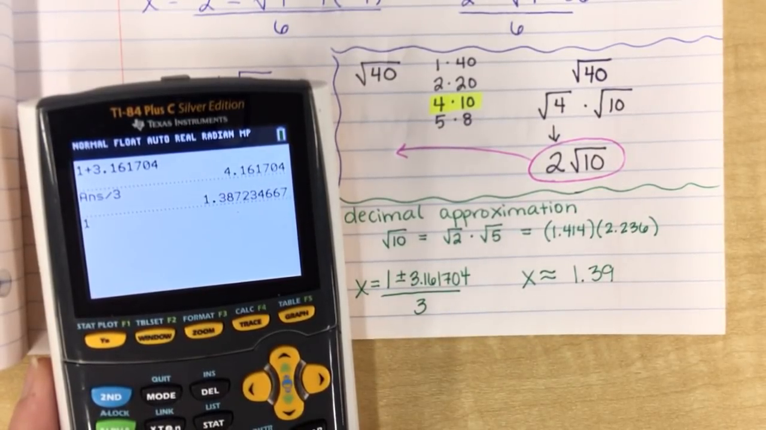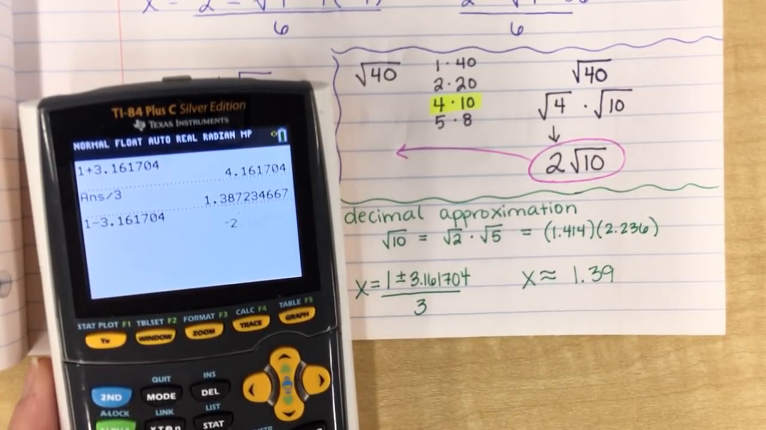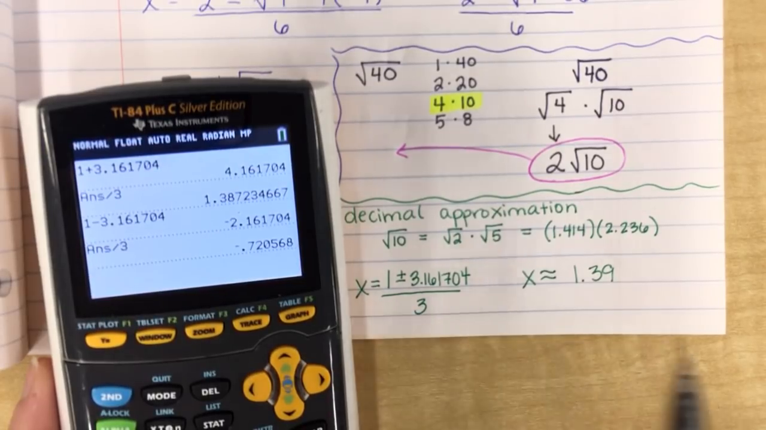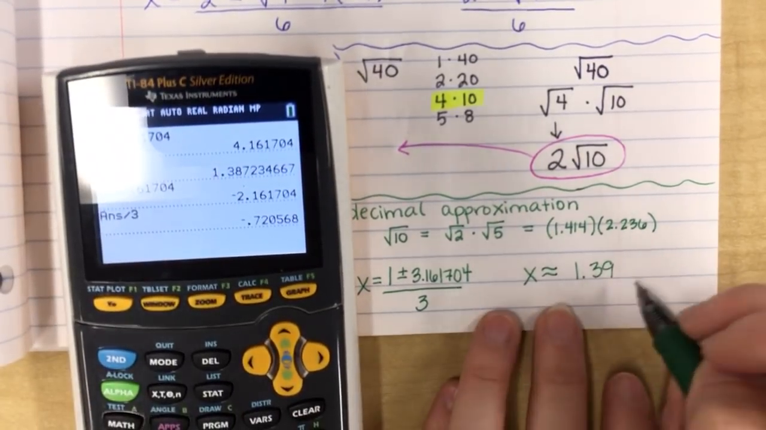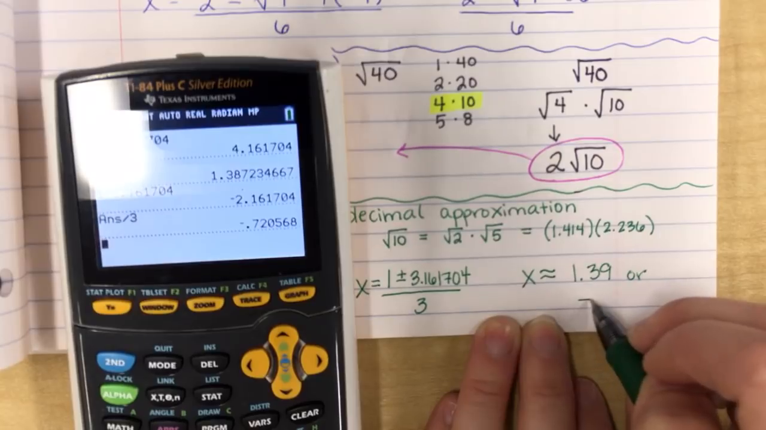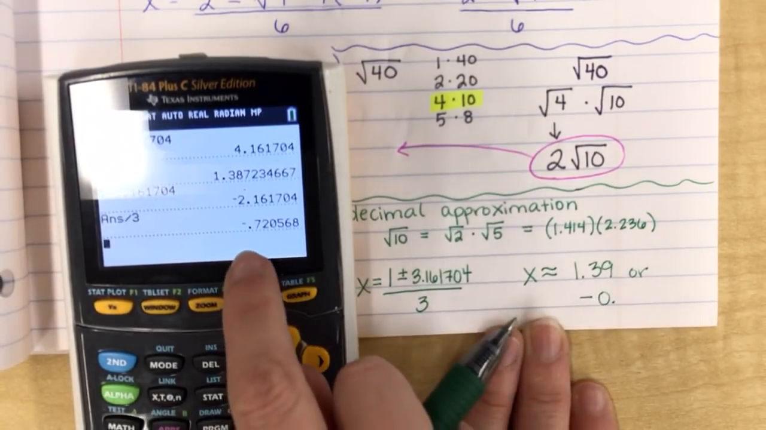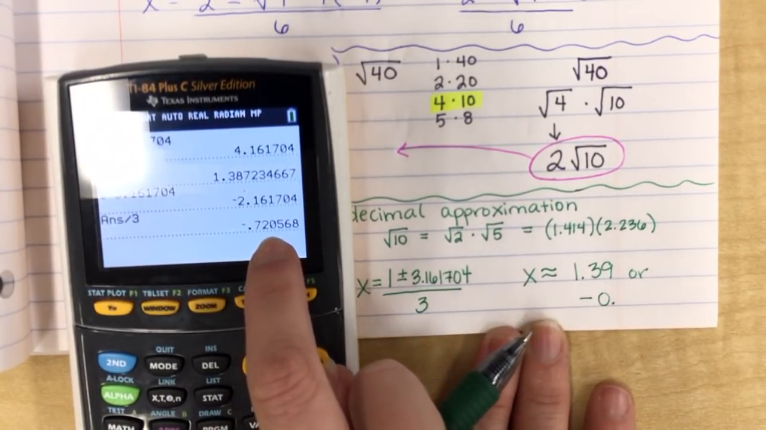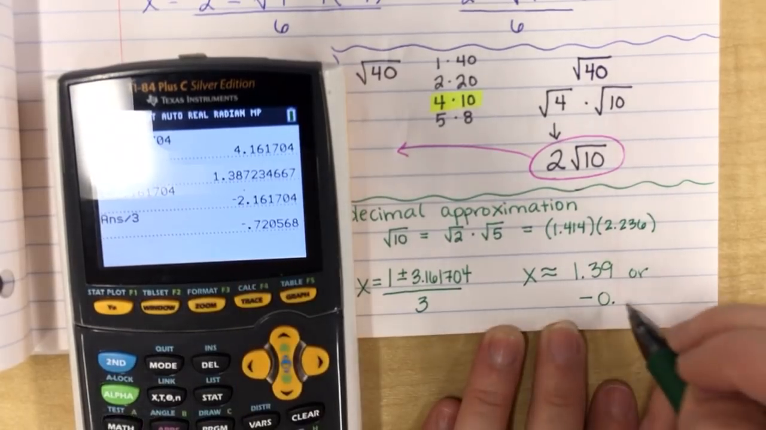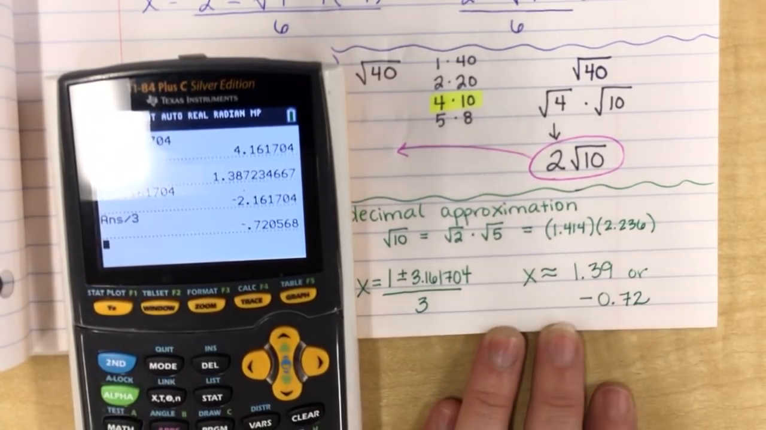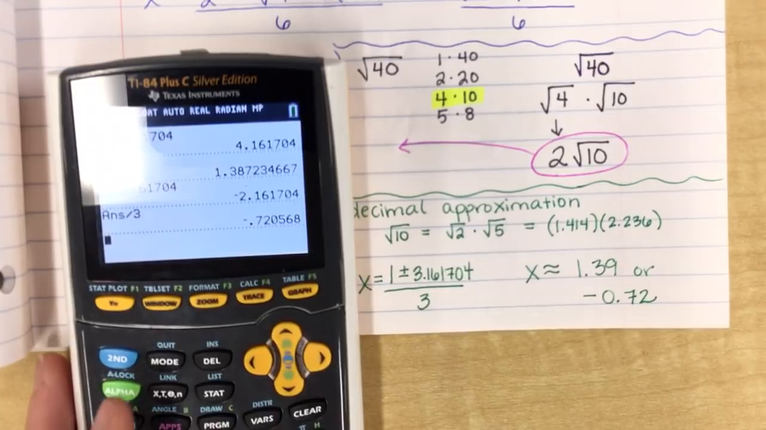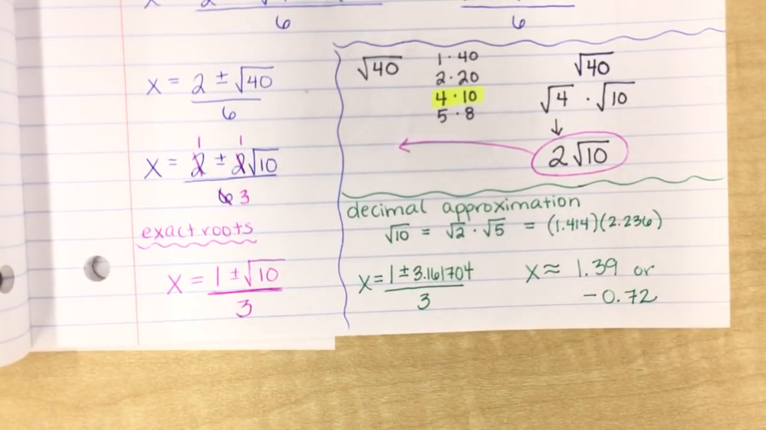My second value is 1 minus, or 1 take away, 3.161704. Enter, divide by 3, and we get our second root, which is negative 0.720. 0 tells the 2 to stay the same, and that's how we would get our 2 decimal approximations for this one problem.